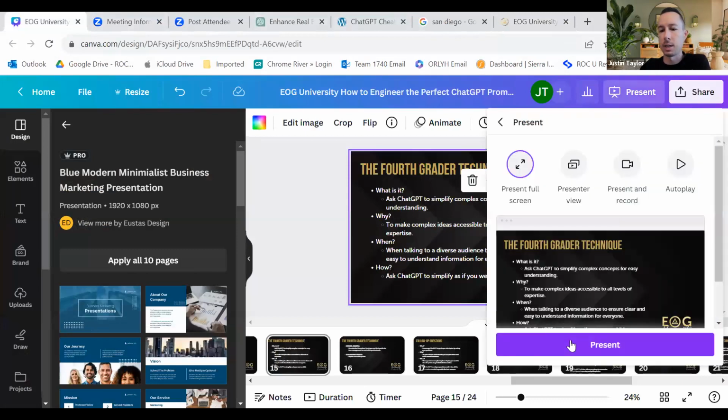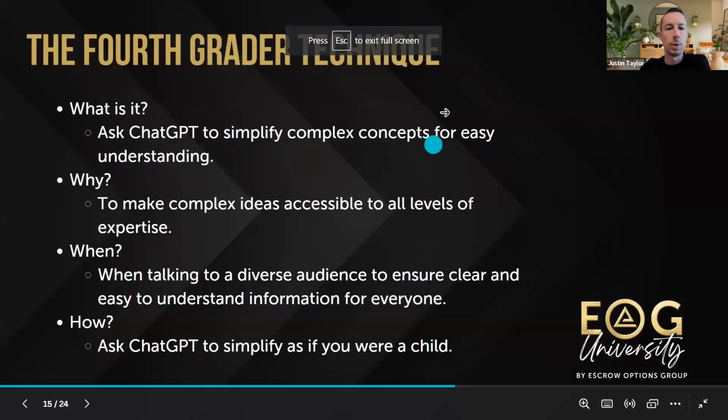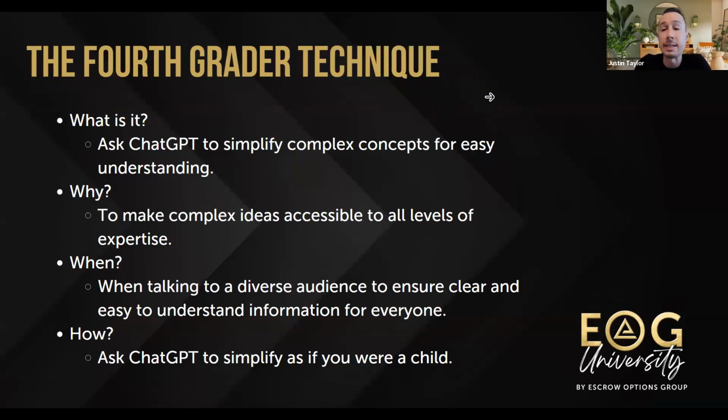All right, fourth grader technique. What is it? Asking ChatGPT to simplify complex concepts for easy understanding. Why? To make complex ideas accessible to all levels of expertise. Maybe you're not a full digital marketing expert. You need something broken down, or a mathematician, or science, or just for your life in general, right?